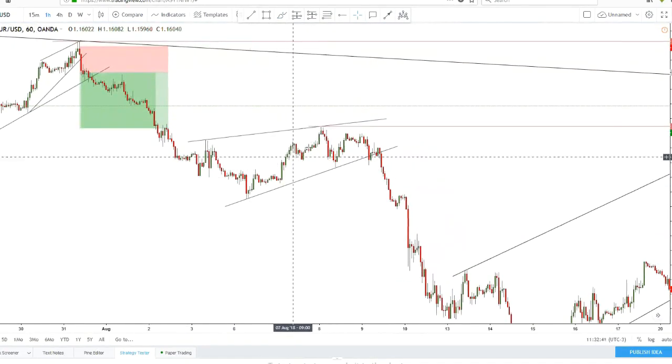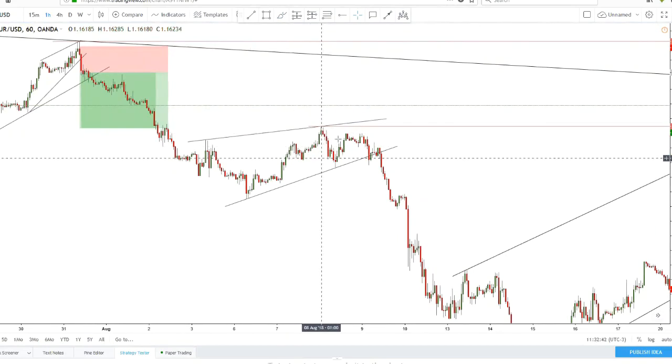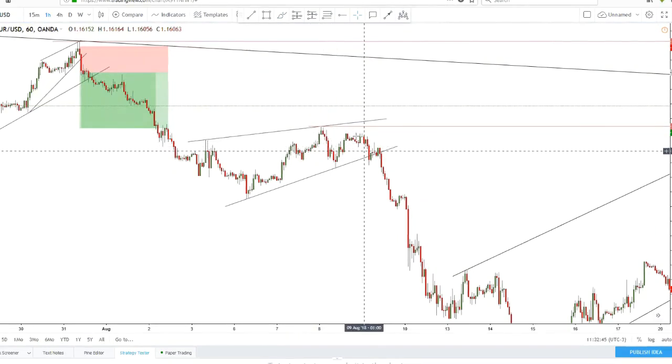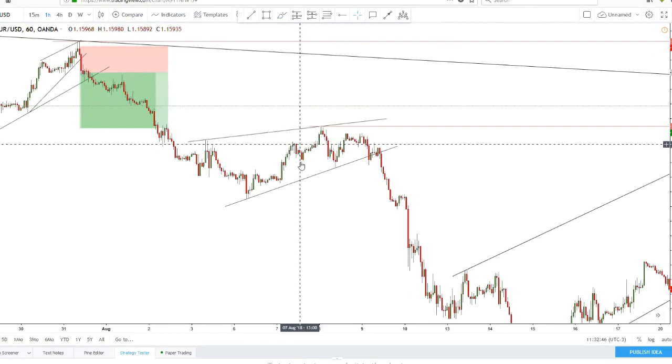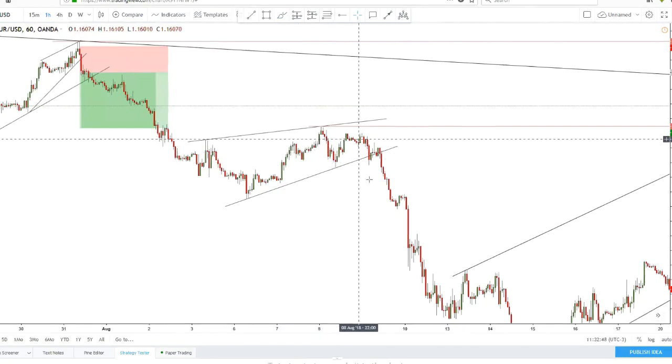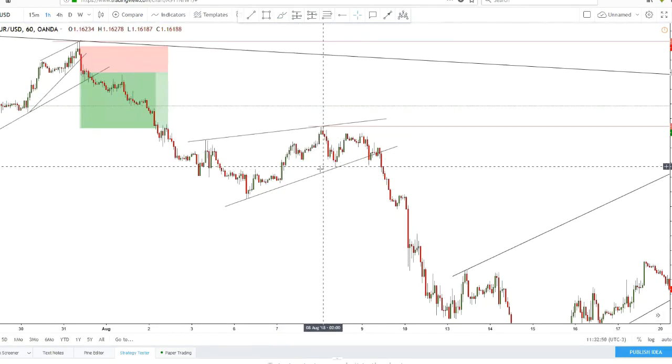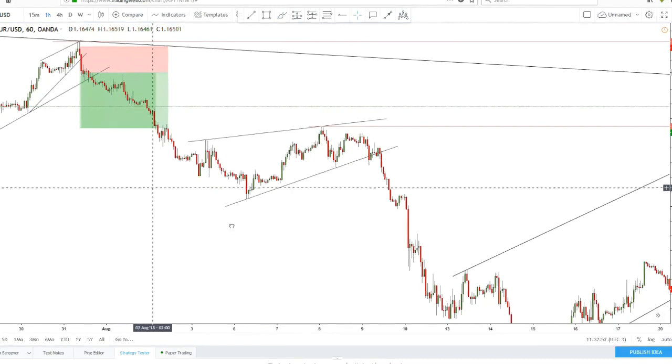This area here, it acted as sort of what? As sort of a double top. Can you see this formation here? A double top. And then it went all the way down. So I'll stop just below here. Then you take it and go all the way down.